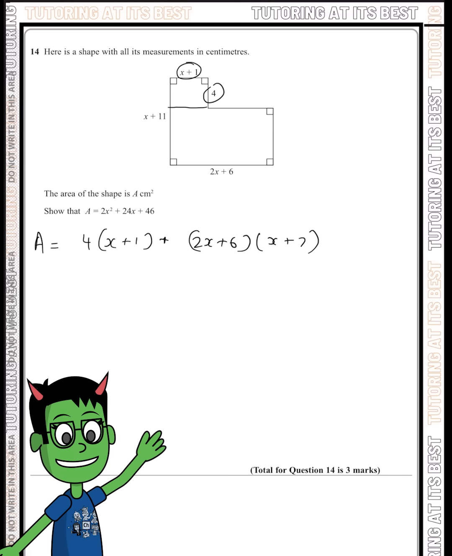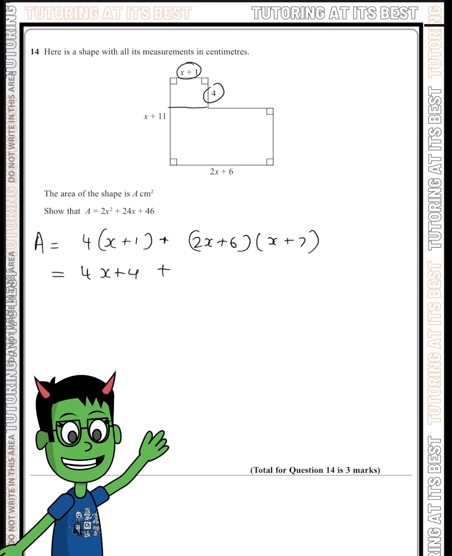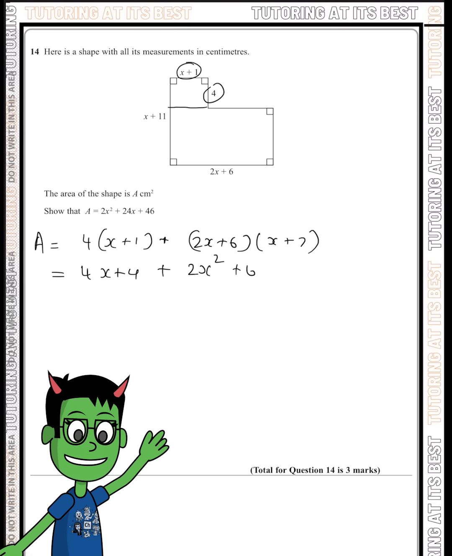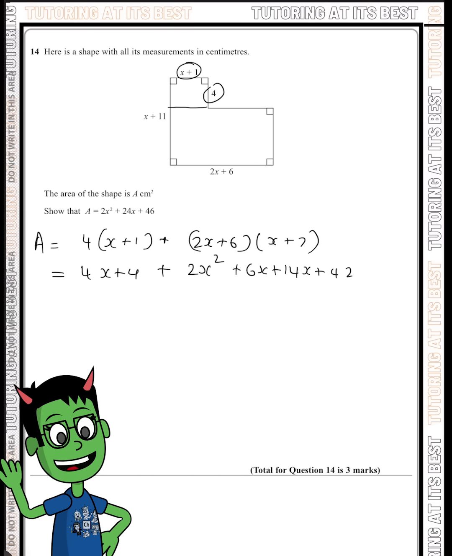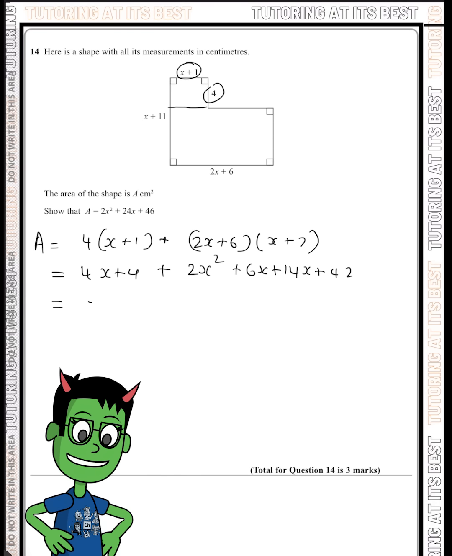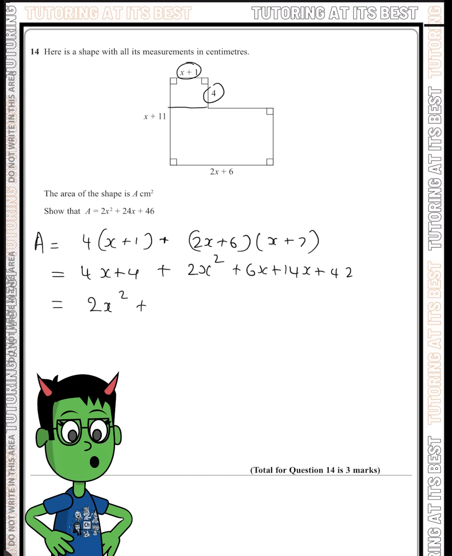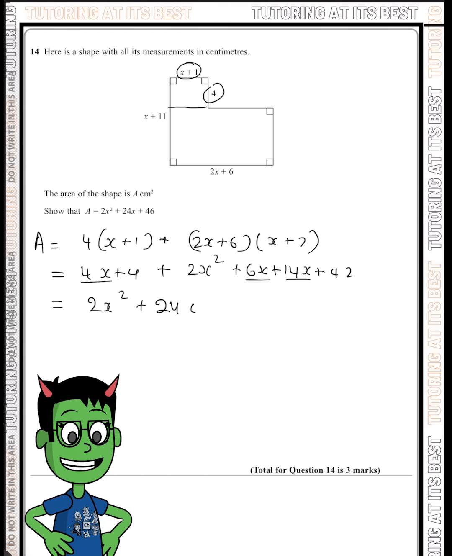And then we need to go ahead and expand and simplify here. So that's 4x plus 4 plus 2x squared plus 6x plus 14x plus 42. And now if we simplify this right away, we know we'll have 2x squared. We'll have 14x, 6x, that's 20x, plus 4x, that's 24x, and then plus 46 in total, and that is exactly what we were given.